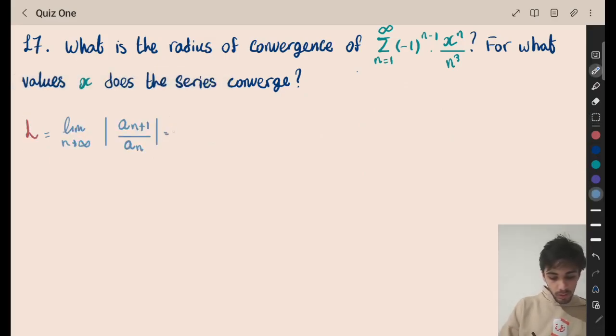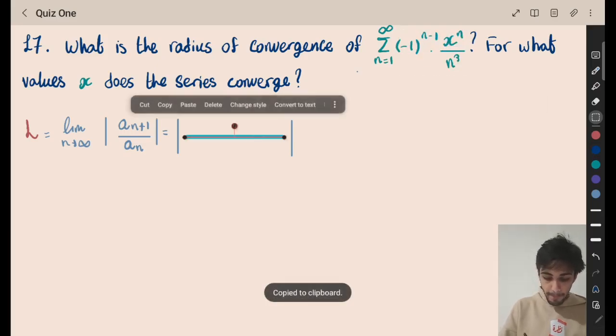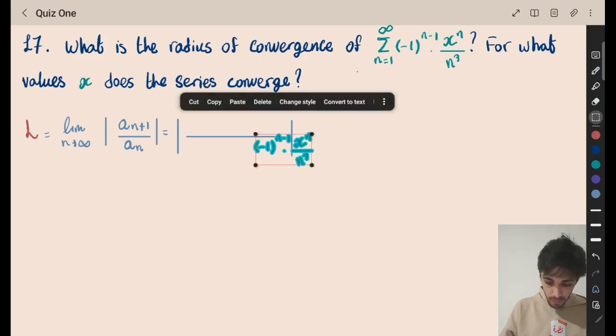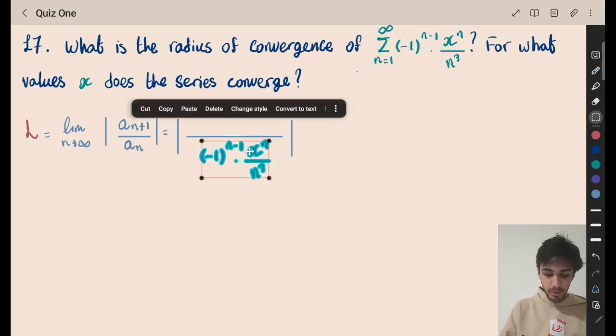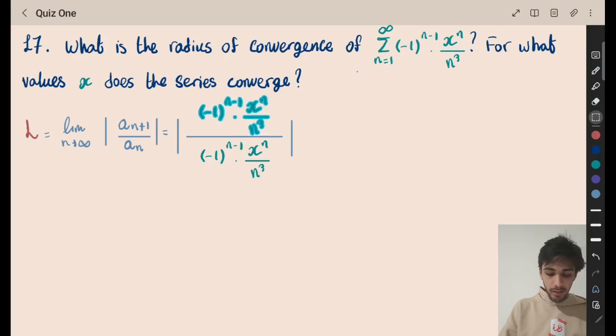And so what I'm going to do now is take the (n+1)th term and the nth term. This is clearly the nth term. I don't think this requires an argument. And this is the same term, but instead of n, I will write n plus 1. n plus 1 minus 1 is n.